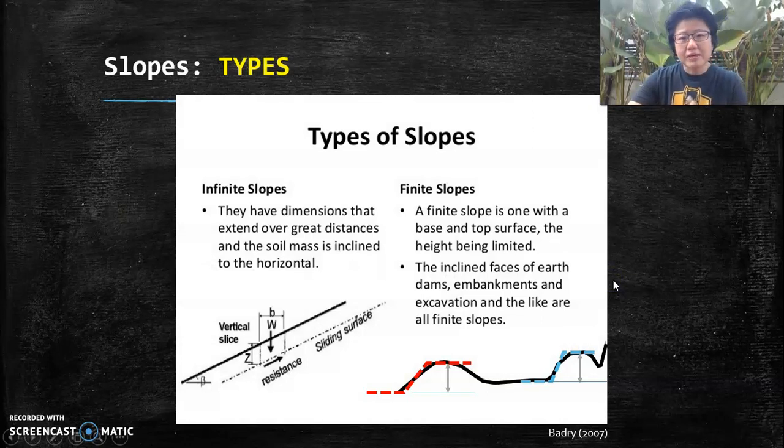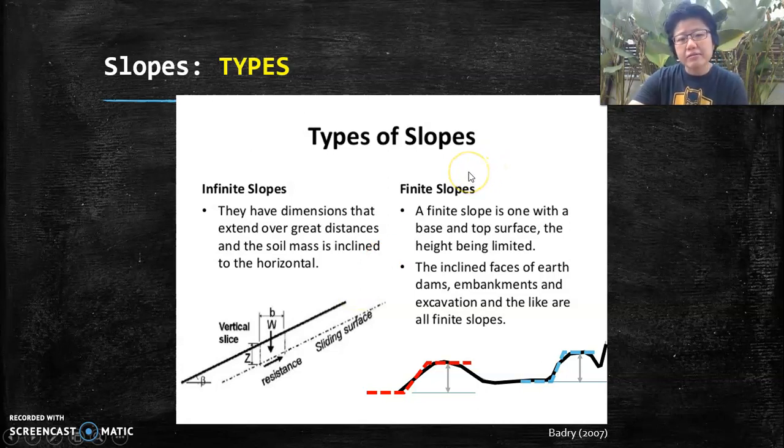Now, when we talk about the types of slopes, generally there are just two types. One are the infinite ones, as you can see in the diagram here. That is as if there's no beginning, there's no end, and it's parallel all the way. And usually these kind of slopes will be natural, as you can imagine.